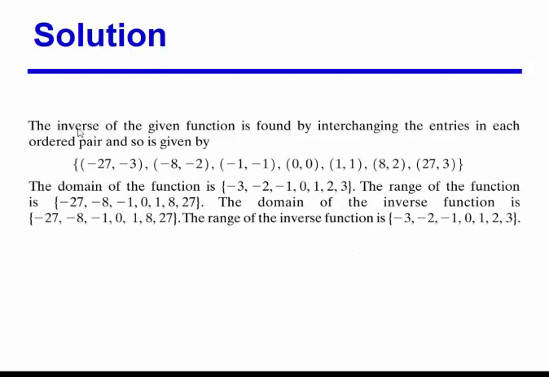And so the inverse of the function is found by interchanging the entries in each ordered pair. So for the inverse of the function, all you do is swap the x and y. So the domain of the function is -3, -2, -1, 0, 1, 2, 3. The range of the function is -27, -8, -1, 0, 1, 8, 27. The domain of the inverse function is simply the range of the original function, and the range of the inverse function is just the domain of the original function.